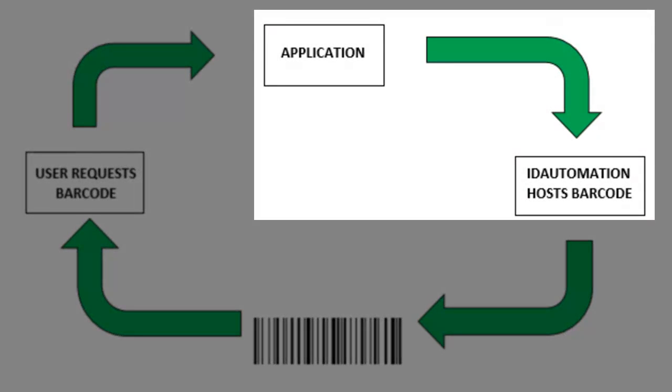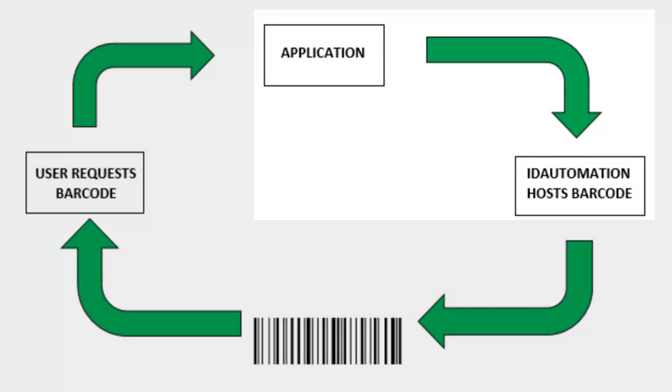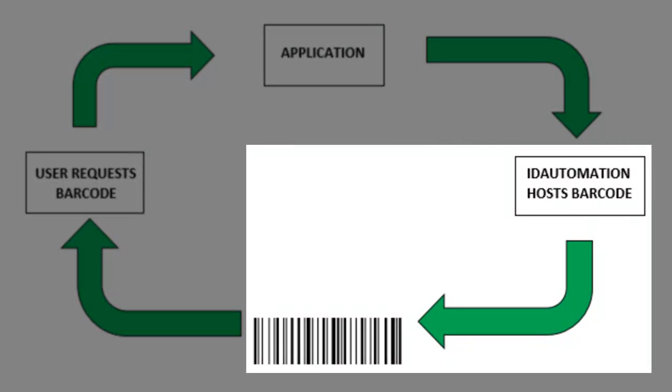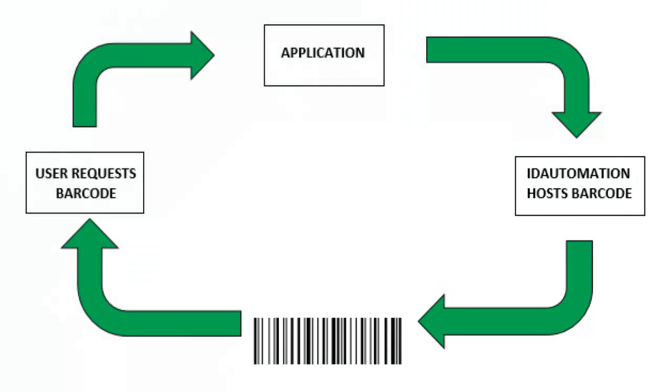Using HTML, the application maintains the hosted service URL with assigned parameters. Requested by the user through the application, the barcode is streamed from IDAutomation's server to the application.